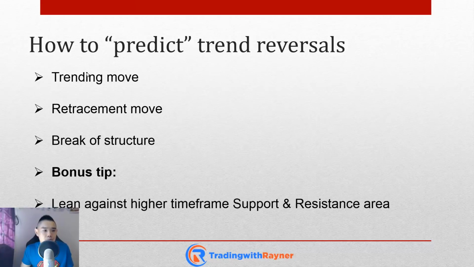Number one, you want to pay attention to trending move, retracement move, and the break of structure. This gives you clues to whether the trend is healthy or not. If the trending move is healthy, the retracement move is healthy, and there's no break of structure, chances are the market is in a healthy trend and you can continue to trade in the direction of the trend. But when you notice the trending move getting weak, the retracement move getting stronger, the range of the retracement move candles getting larger, and you have a break of structure, chances are the trend is over and the market is about to reverse in the opposite direction.